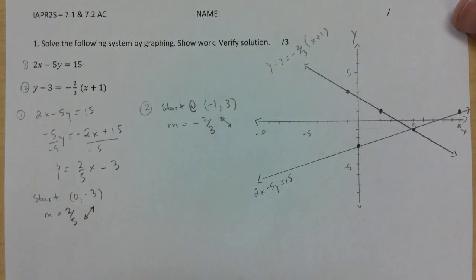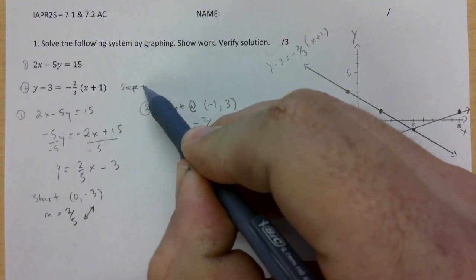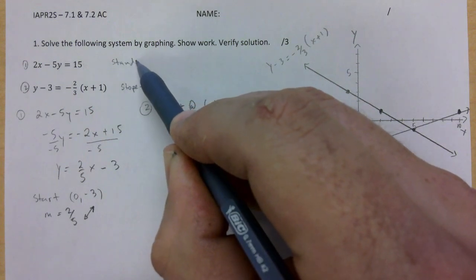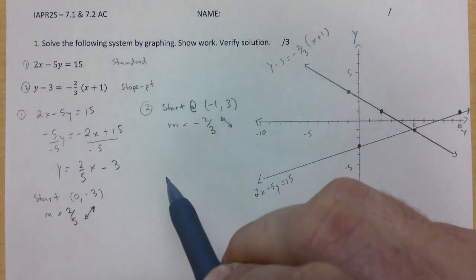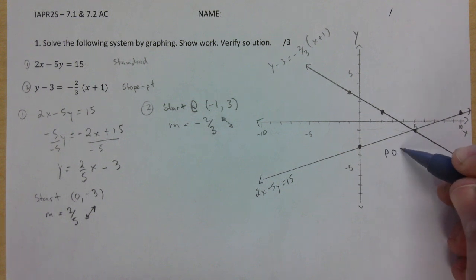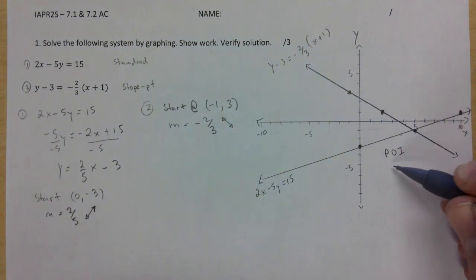And maybe I will, in your notes, put down that this is slope point. This is standard form. So you identify, you're still looking for that. And so now the point of intersection of these two lines is right here, which is (5, -1).